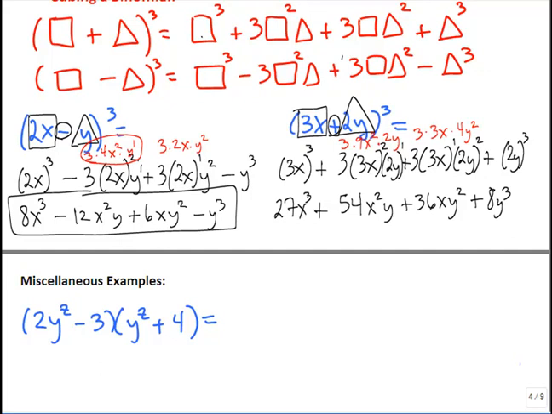Checking my x's, x cubed, x squared, x, and no x's. And then for the y's, 0 y's, 1 y, 2 y, 3 y's. So all my powers look good. So here's my final answer.